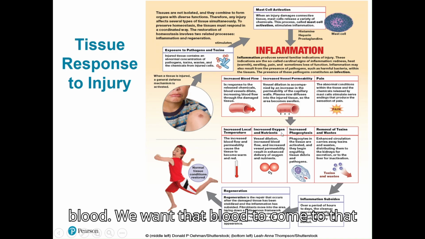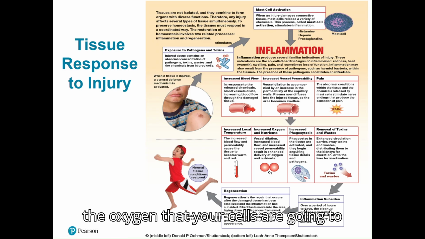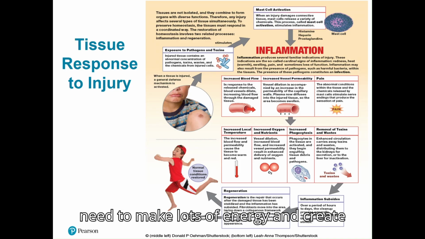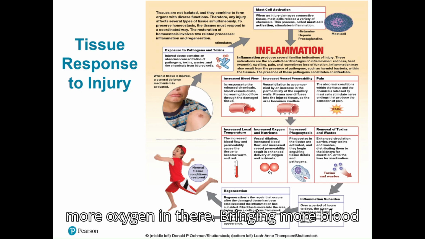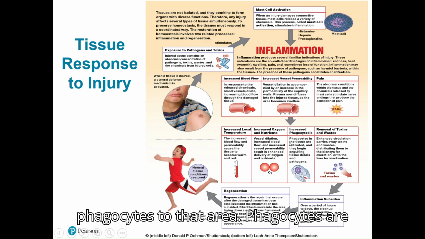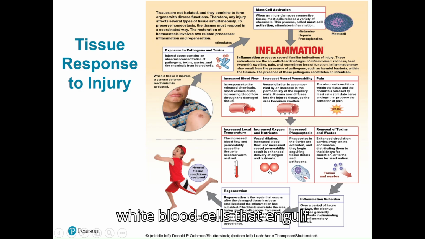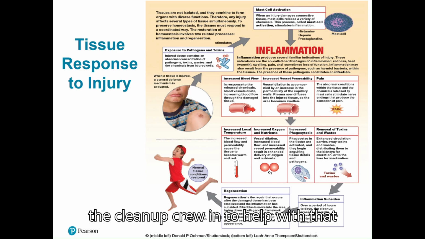We want that blood to come to that area because we want the nutrients that your blood is going to provide. We want the oxygen that your cells are going to need to make lots of energy and create new cells. So it's very energy consuming in order to try to fix the problem. So we're trying to bring more nutrients and more oxygen in there. Bringing more blood to there is also going to bring more phagocytes to that area. Phagocytes are white blood cells that engulf pathogens or cellular debris to clean up the area. So we're bringing in the cleanup crew to help with that injury.